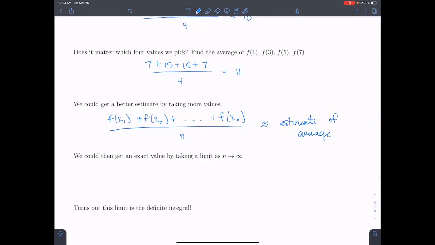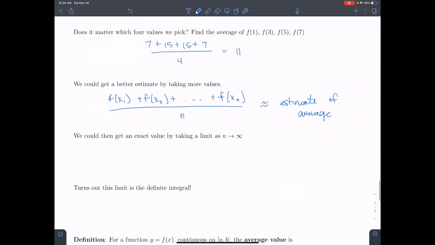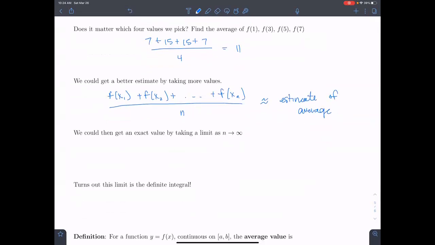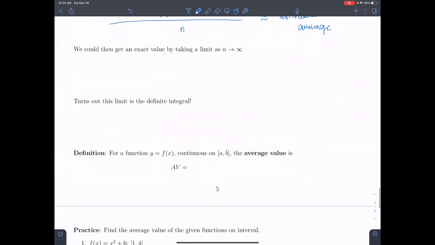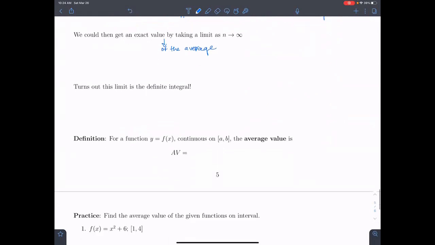The more times I pick off the y value and average it out, the closer I'm going to get to the actual average. That means we can get an exact value of the average by taking a limit as n goes to infinity. Turns out this is the definite integral.